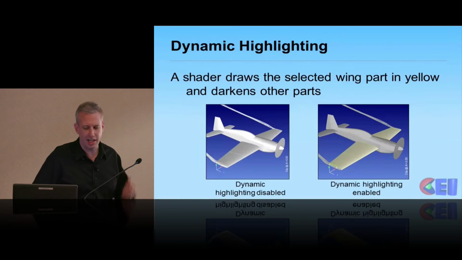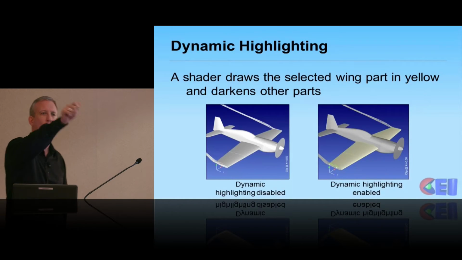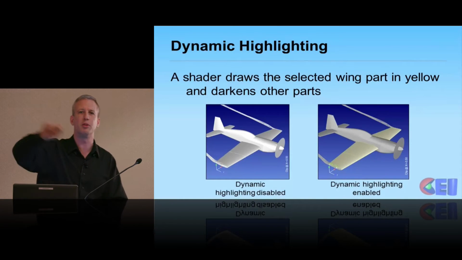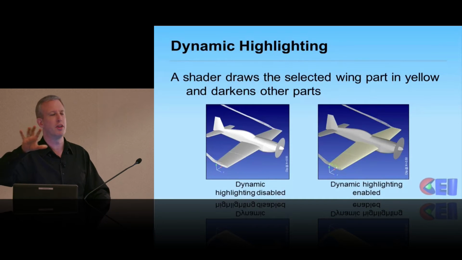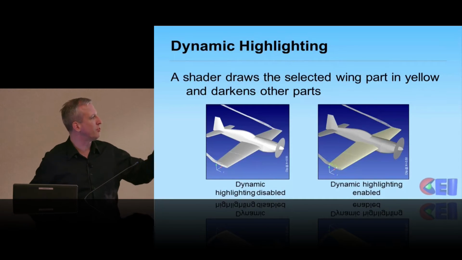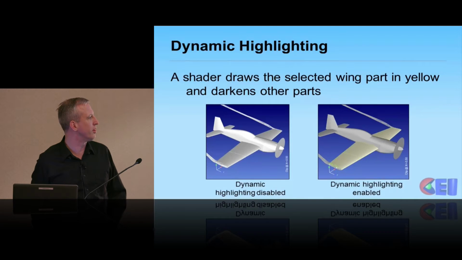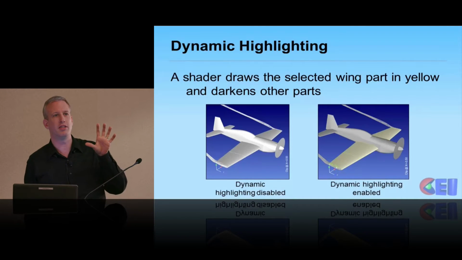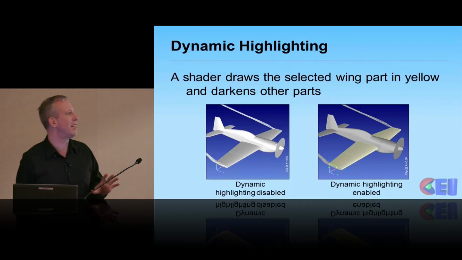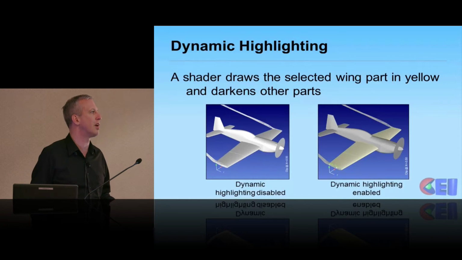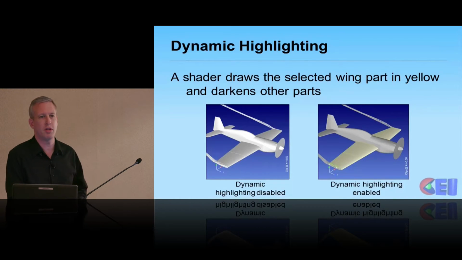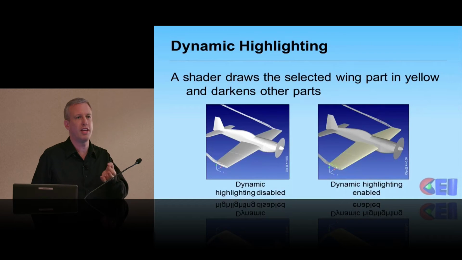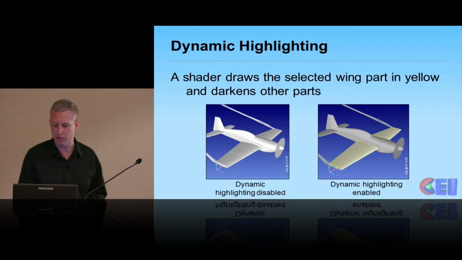This one's kind of neat. Our users like this a lot. When you're mousing over the problem, because we've got this object buffer, as you put your mouse over the wing, for instance, the wing turns yellow and all the other stuff darkens just a little bit, and that happens as you mouse over the whole problem. It's simply identifying what you've hit inside that object buffer. Kind of neat. I mean, users like it.